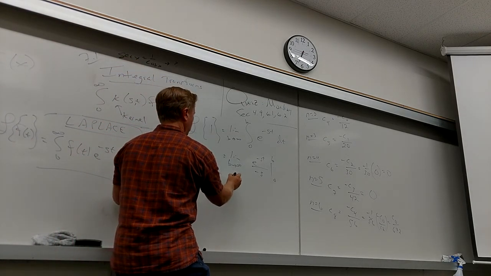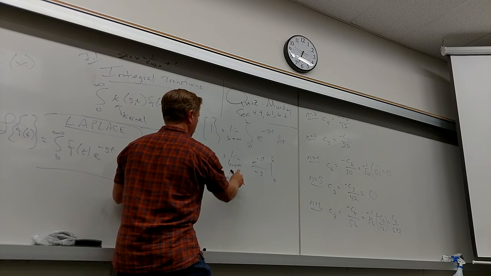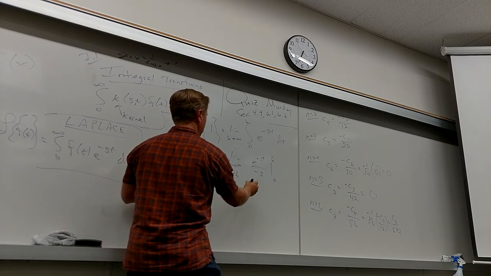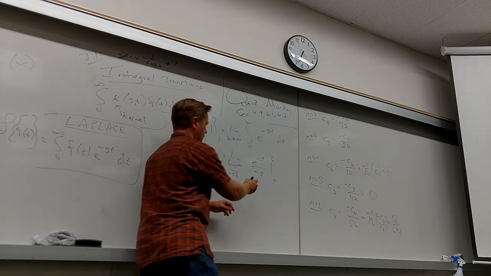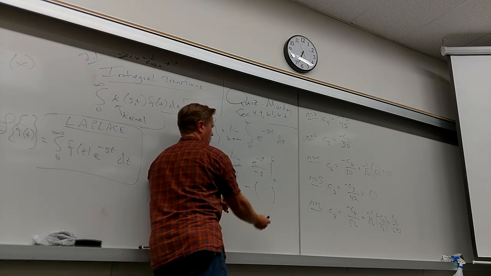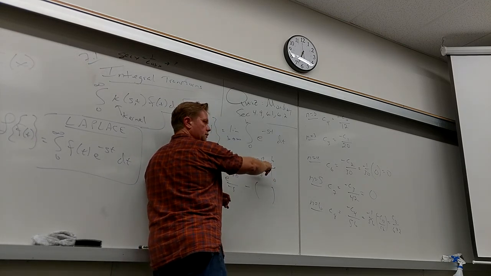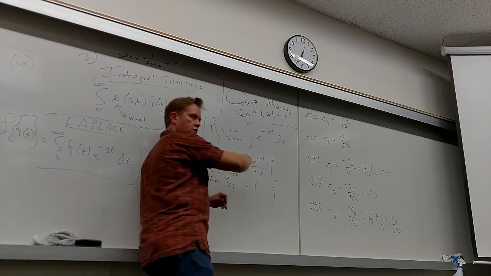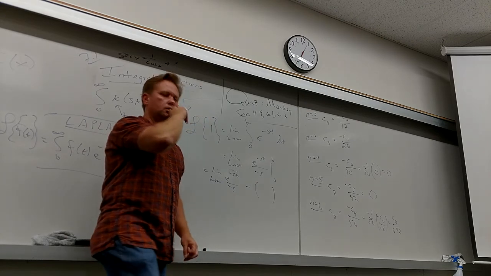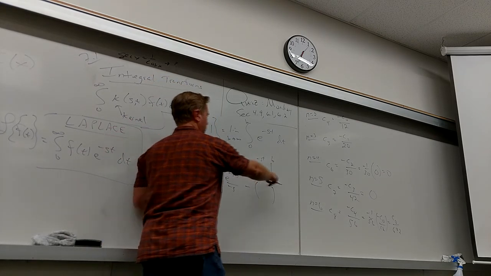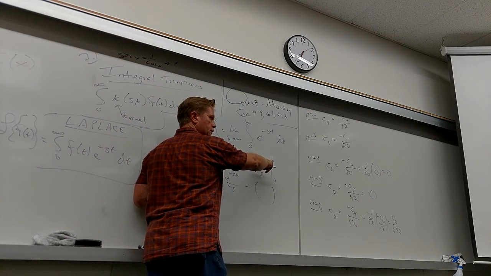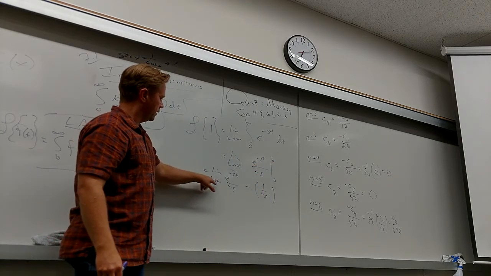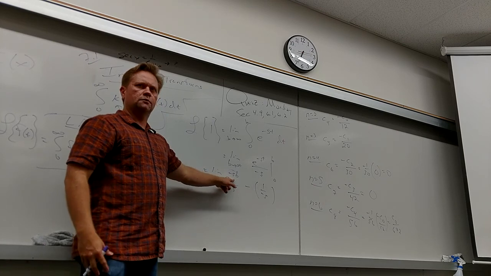B goes to infinity. e to the negative st, okay. e to the negative sb over negative s, minus, you plug in 0 and you get... Is everybody cool? I just plugged a b in. t is my operative variable here, right? Put your b in, bam. Plug a 0 in and get e to the 0, which is 1. What is the limit as b goes to infinity of e to the negative sb?